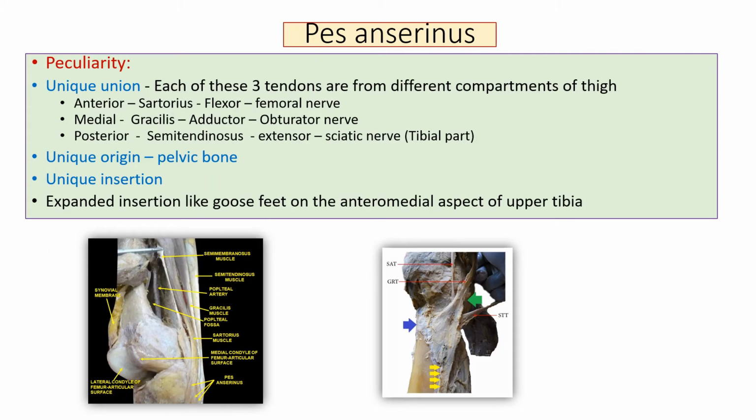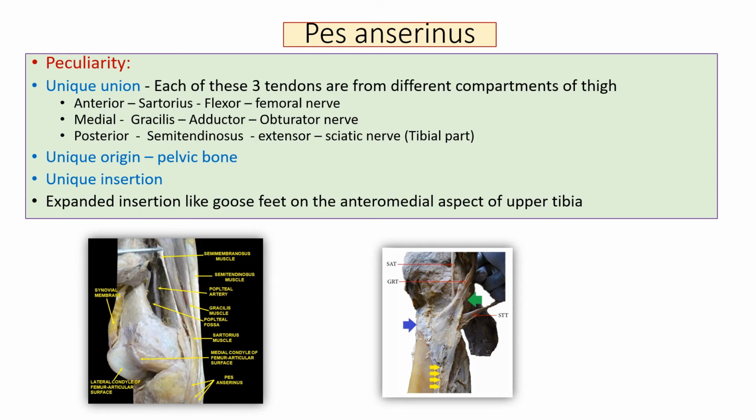Now let us consider the peculiarity of the pes anserinus. The union of these 3 tendons is unique. Why are they unique? Because they are coming from different compartments of the thigh. For example, the sartorius is a muscle of the anterior compartment, that is the flexor compartment, and is supplied by the femoral nerve.